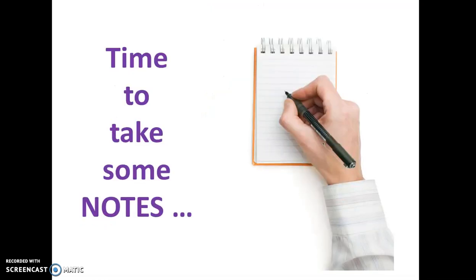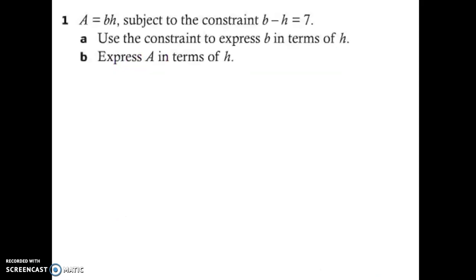All right, let's take some notes. Please use the paper that has been provided to you. Here's the first problem. We're given the area formula. Area equals base times height. And it says it's subject to the constraint b minus h equals 7.